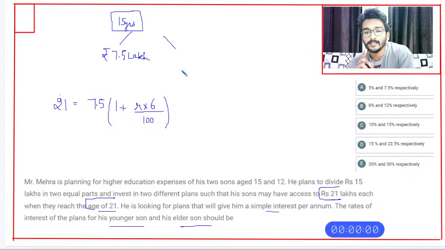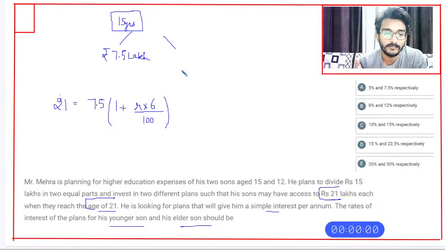He's right now 15 years and he has to go till 21 years for this 21 lakh. So there is a gap of 6 years. Solve this thing, find the value of R. So it is 21 divided by 15 by 2, 7.5. So it's 15 by 2, I can say. So it is 42, 21 into 2 by 15.